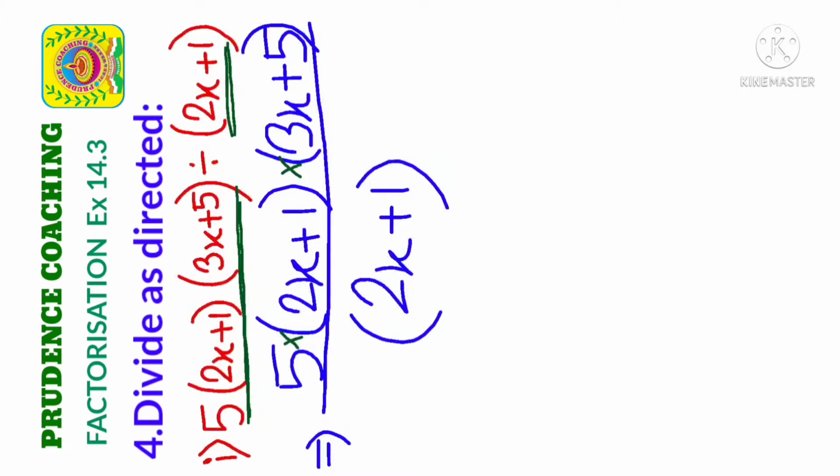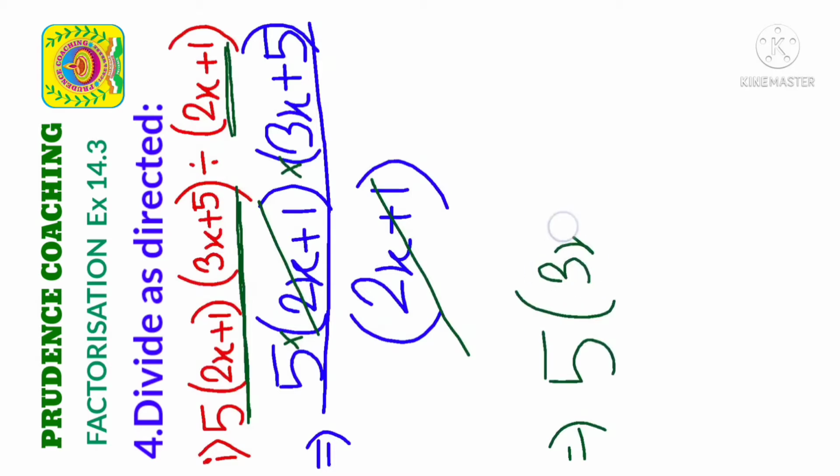Now you see the terms in the numerator and denominator. You will find this thing is common in both the places in multiplication. So you can cancel it. So our final answer here will be 5 multiplied by 3x plus 5 within the bracket.